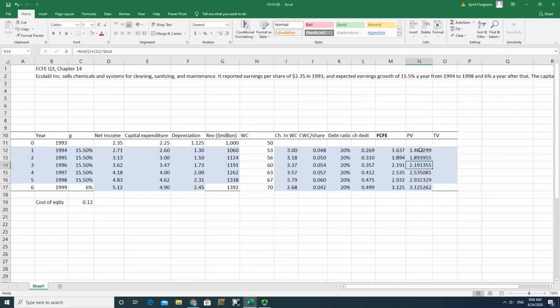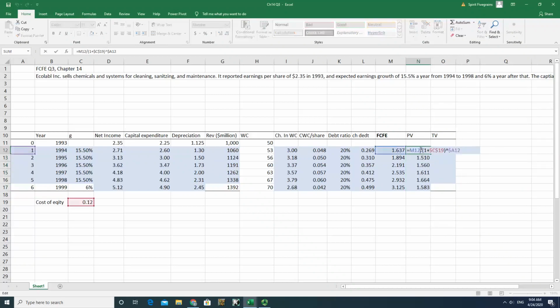Sorry, I need to fix this cost of equity number. Use $ to fix that cell, so you won't change it in your equation. Okay, I got the right number here. Present value is calculated. It's a discounted free cash flow to equity in given years.